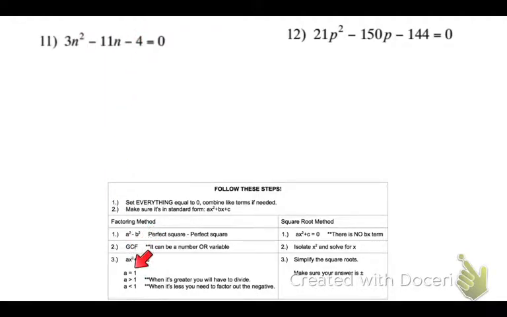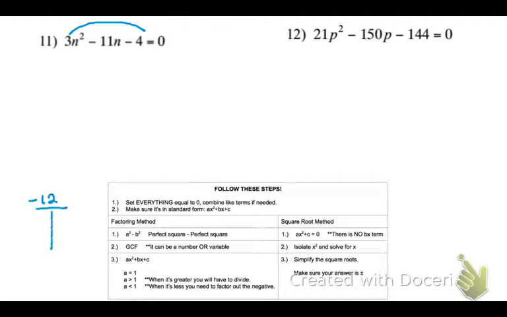So I'm going to look at the trinomial. Is my a equal to 1, greater than 1, or less than 1? If you notice, it's actually greater than 1 here. So a equals 3. When that happens, you're going to have to multiply first and divide later. So I'm going to multiply a times c. This time it's not 1 times negative 4, it's 3 times negative 4, which gives you negative 12 here.